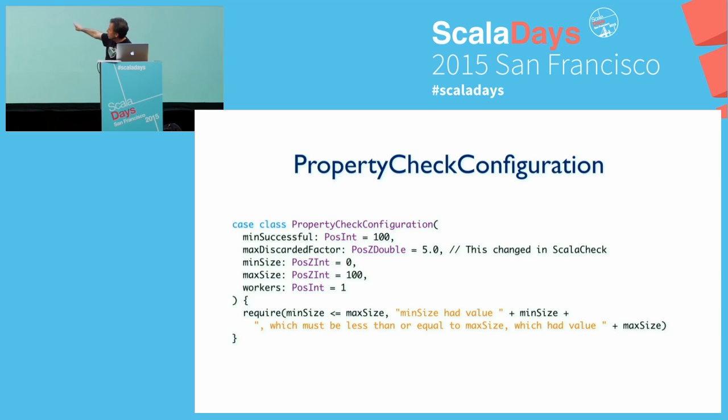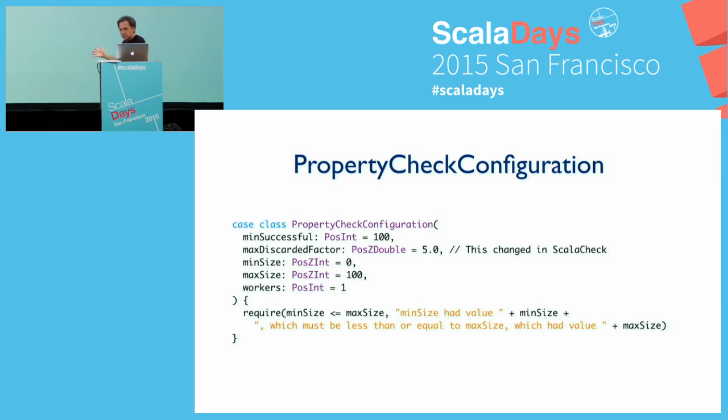And there was still one require here that we had, which is that min size has to be less than or equal to max size. So that one I didn't get rid of yet. But this second line was actually changed in Scala Check. That's why we had to do this enhancement anyway. So it was just the timing was such that we went ahead and tried out these positive integer types.